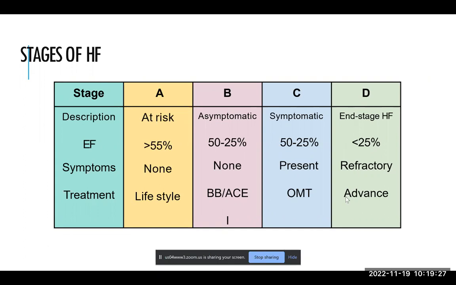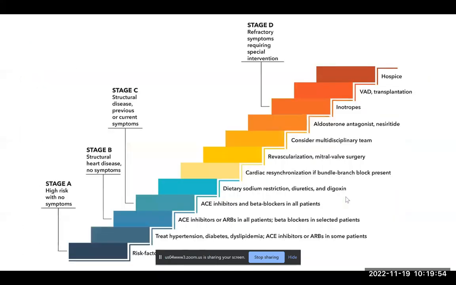Stage C, where you will see most of your patients who get admitted or follow up in the clinic, where you have symptoms and an ejection fraction between 25 and 50. And usually there are symptoms, and the patient should be on optimal medical therapy. And lastly, stage D, where you have end-stage heart failure, your ejection fraction is less than 25, and symptoms are usually refractory. And those patients will require advanced heart failure treatment.